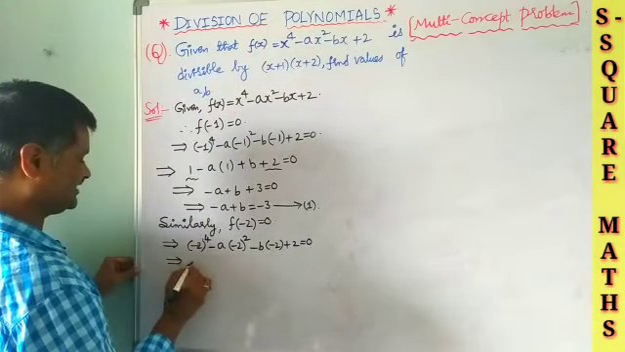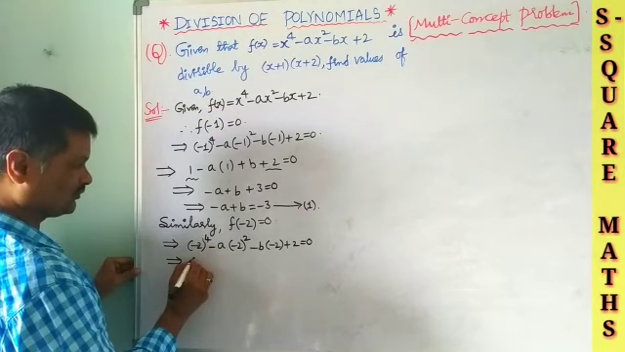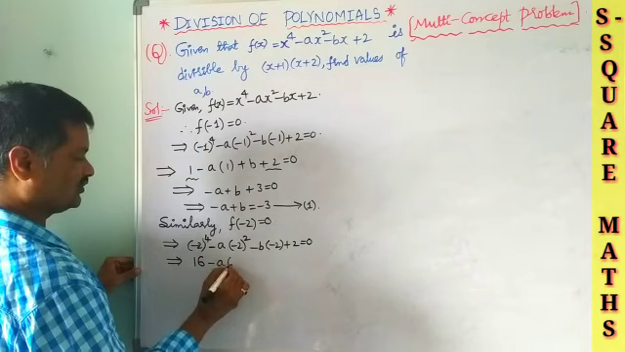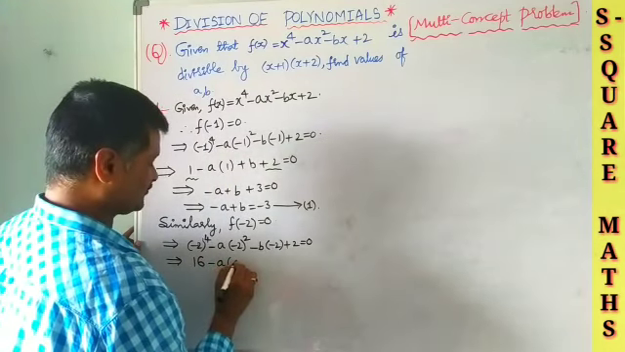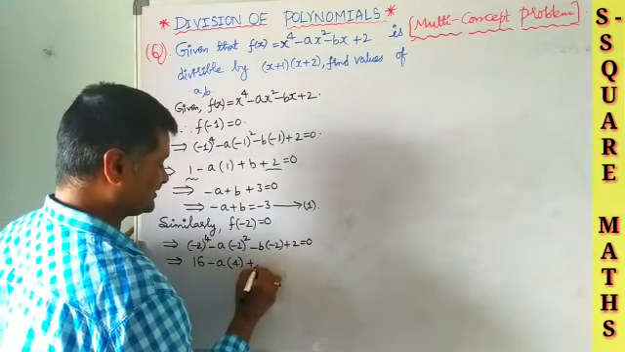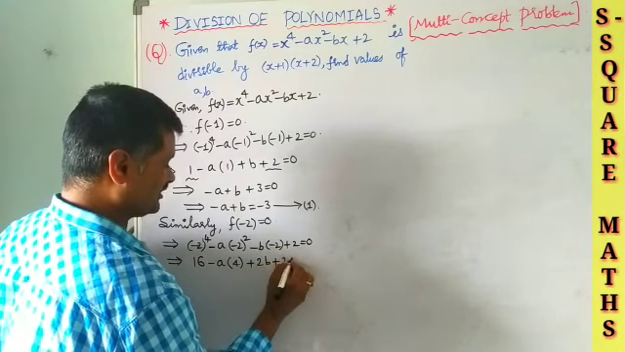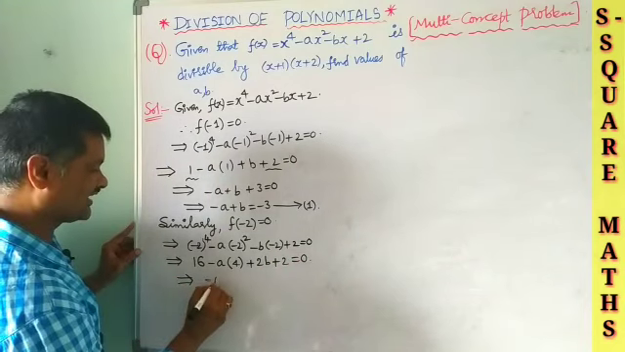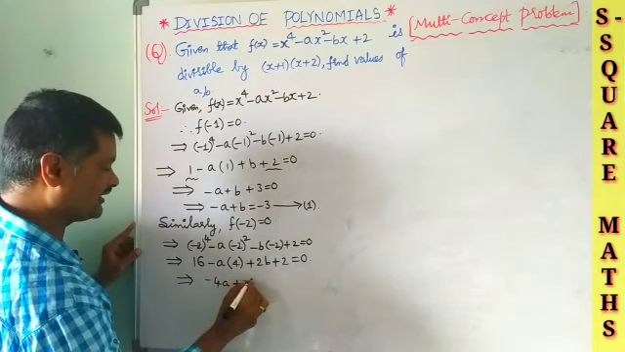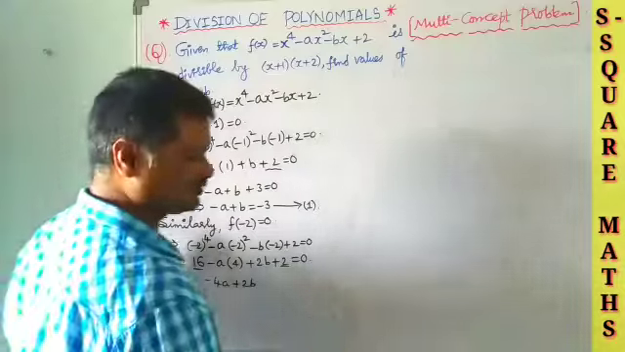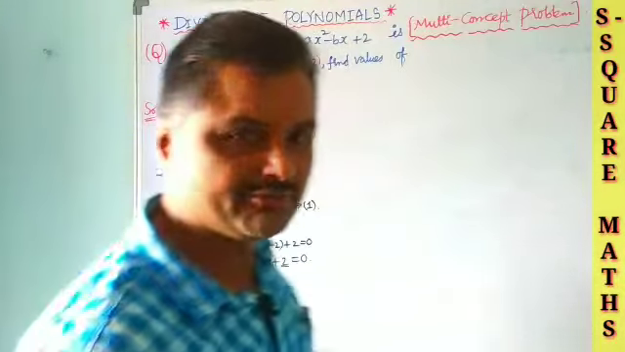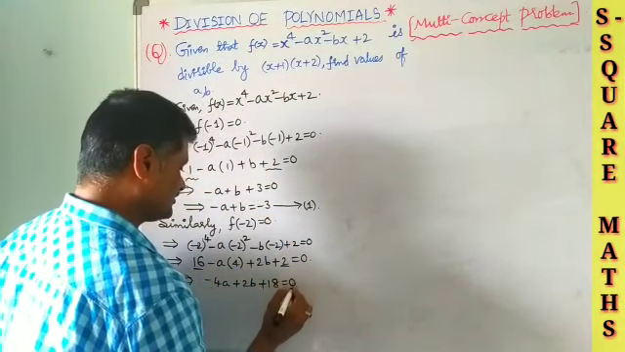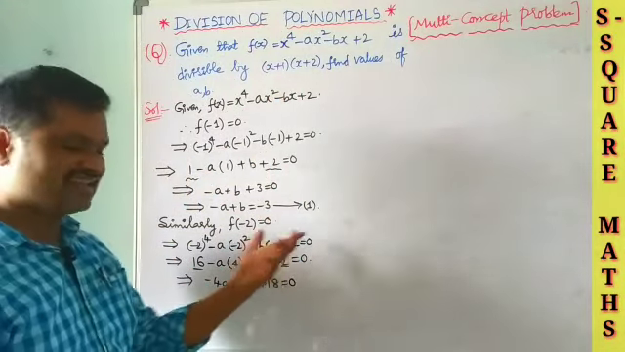So minus 2 whole power 4 gives you 16, minus a into plus 4, so minus into minus plus 2b plus 2 is equal to 0. So minus 4a plus 2b, and 16 plus 2 gives you 18, because they are like terms, the constants. So 18 is equal to 0. Now mark this as equation 2.